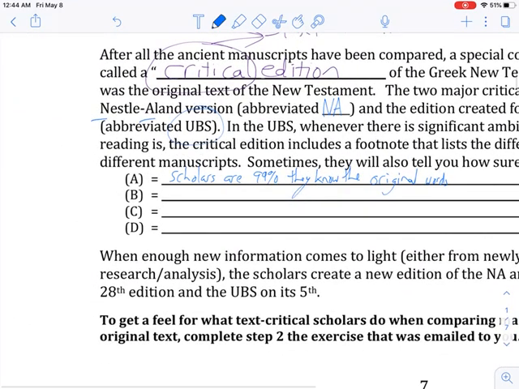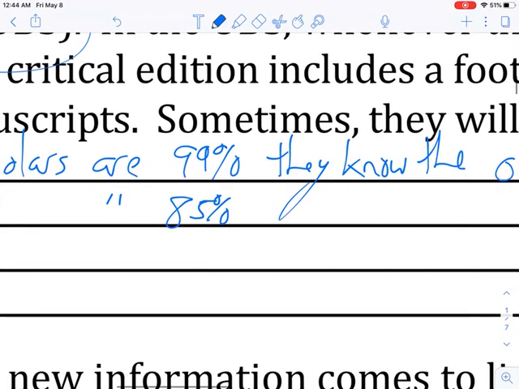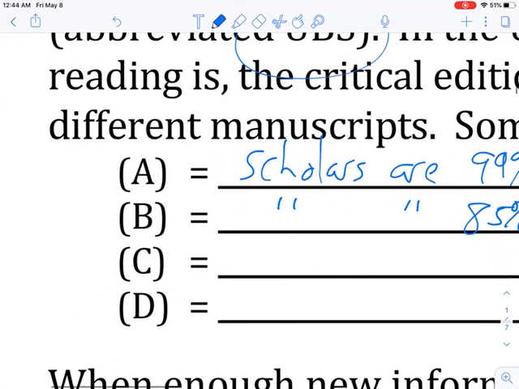A B means that the scholars are maybe 85% sure. They don't exactly use these terms, but they say it's likely this. So if an A, that means they're pretty certain. If a B, it means it's likely they know what the words are.